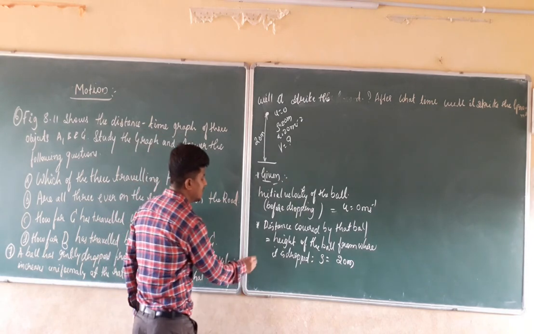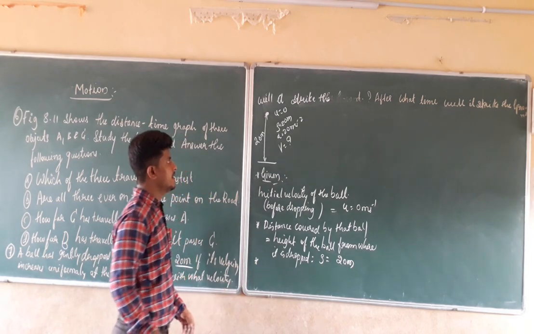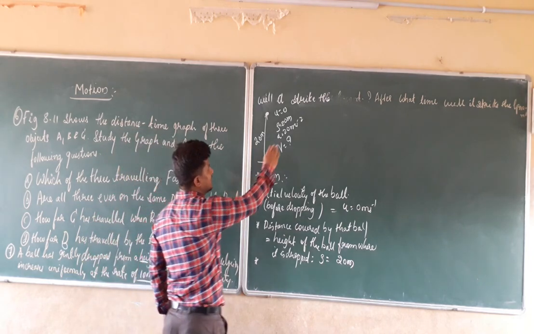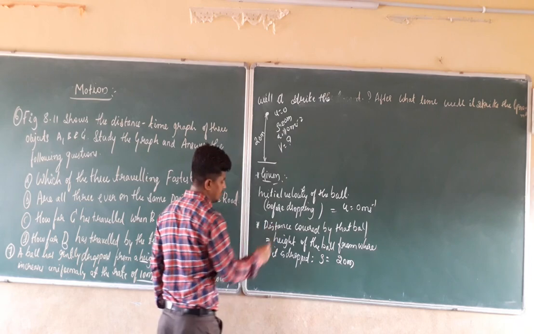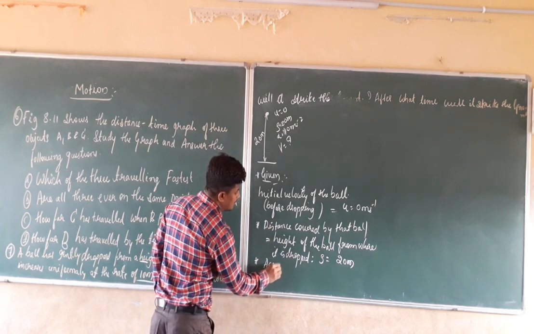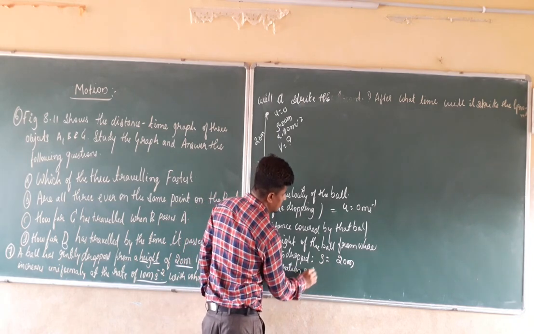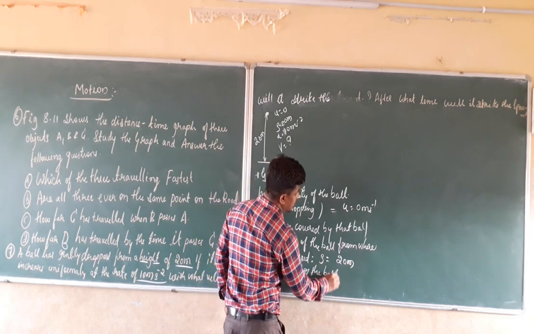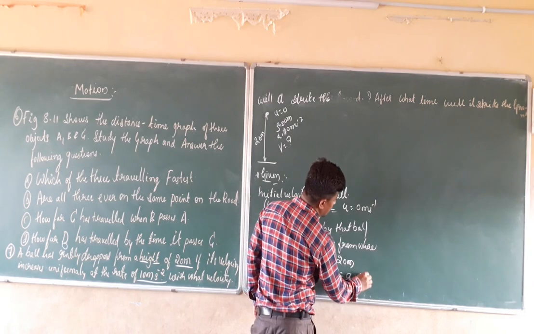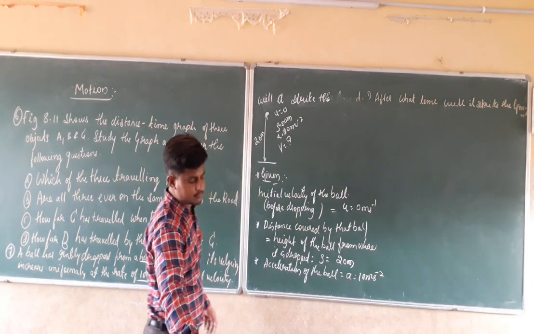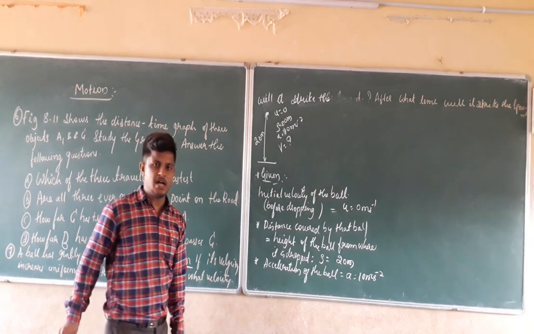Right? In the same manner, what are they given? They are given the acceleration of the ball. It is 10 meter per second square. Acceleration of the ball is equal to how much? A equal to 10 meter per second square. Here you can ask a question.